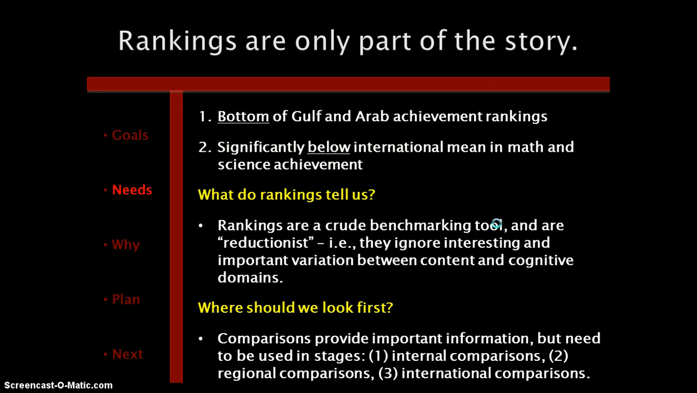So one of the things to think about when looking at international assessment data and trying to link development and education is remembering that rankings are a crude benchmarking tool, and they are in many ways seriously reductionist, meaning that they ignore interesting and important variation between content and cognitive domains. So instead of looking at international rankings like the ones I just showed you, a better way to approach international assessment data when linking development and aid organizations and agendas and education is to look at comparisons in stages. First, making internal comparisons, comparing city to city or region to region or district to district within a country first. Then do regional or peer comparisons, and then lastly, do international comparisons.